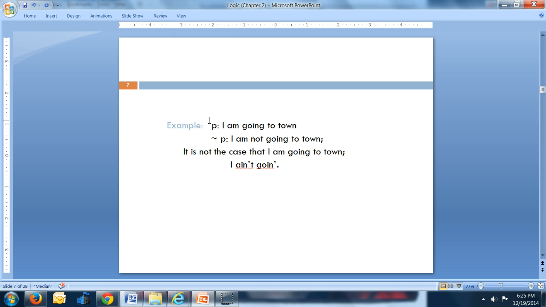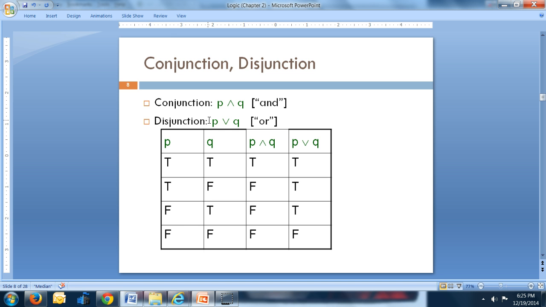Another example in here: P is, I am going to town. This is not P: I am not going to town. It is not the case that I am going to town, or I am not going to town.